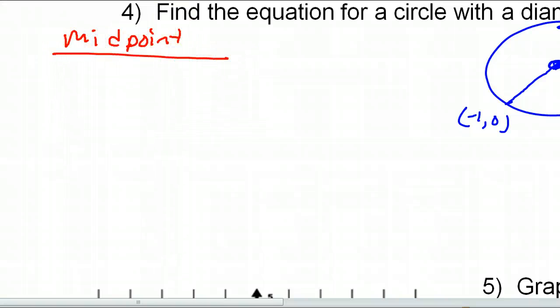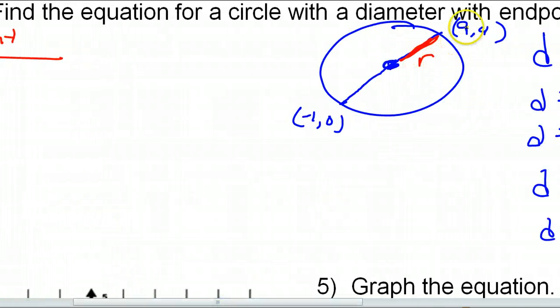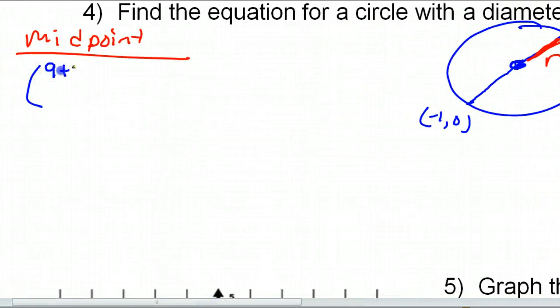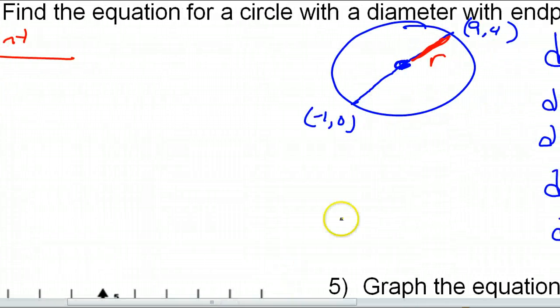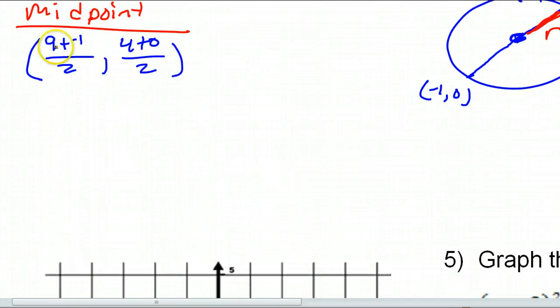Okay? Now remember that the midpoint, we do the average of the x's and the average of the y's. So these x's, I'm going to add them up and divide by 2. So it's like 9 plus negative 1 divided by 2. And then I'm going to find the average of the y's. So like 4 plus 0 divided by 2. Okay? That's how you find the midpoint. Average of the x's, average of the y's.